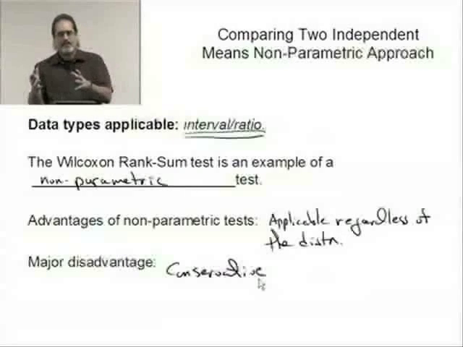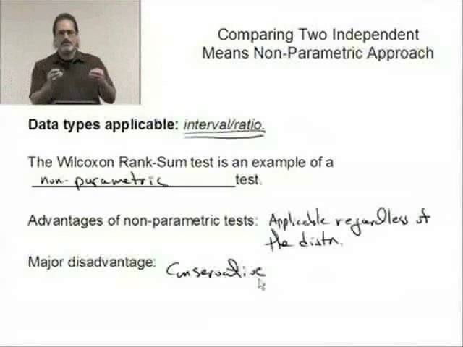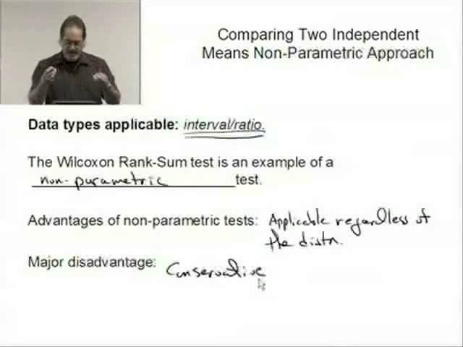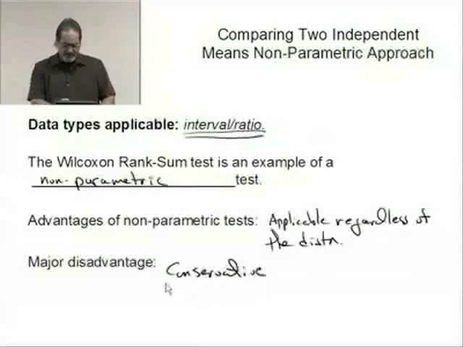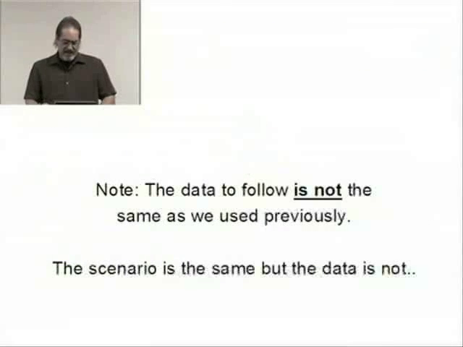The non-parametric techniques are designed to work on a multiple of distributions. Well, if I know I'm working with a very specific distribution, that gives me more information to work with, so I can be a little bit more accurate. So the fact that it's conservative is perhaps the biggest disadvantage to working with non-parametric techniques. Okay, now, this data that I'm about to show you is not the same as what we previously used.